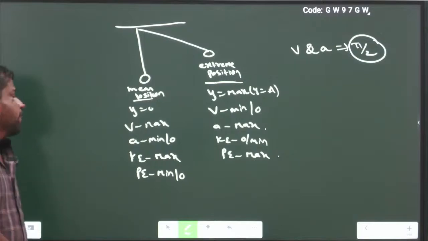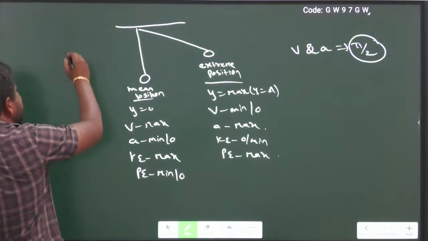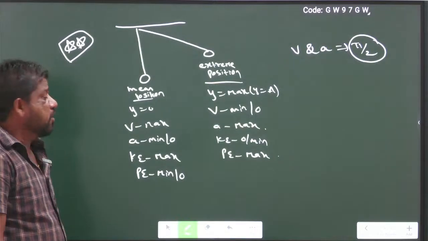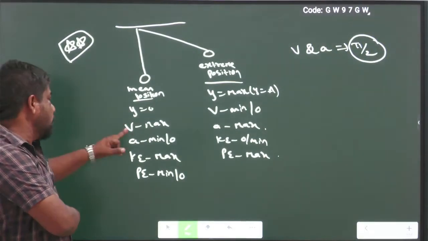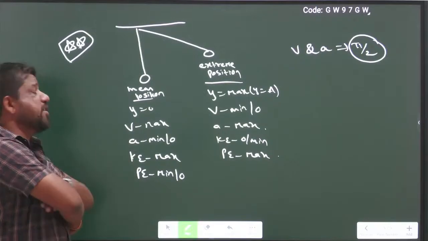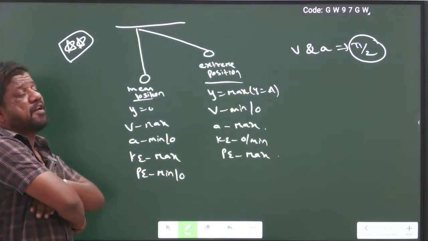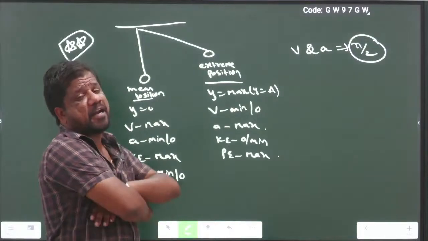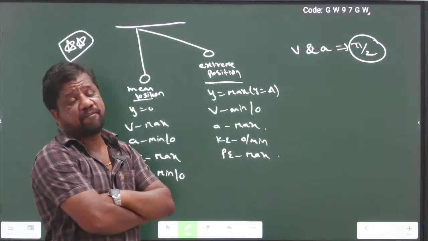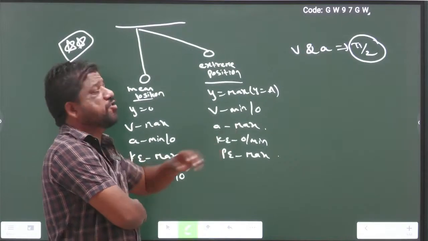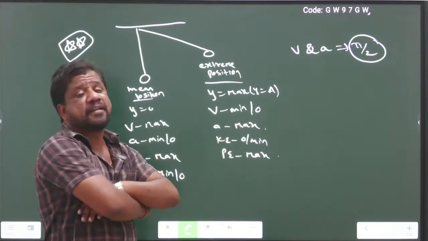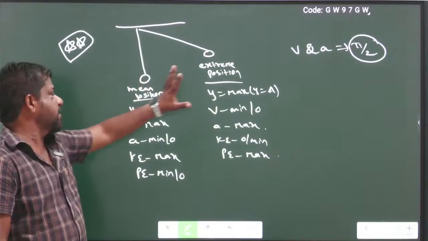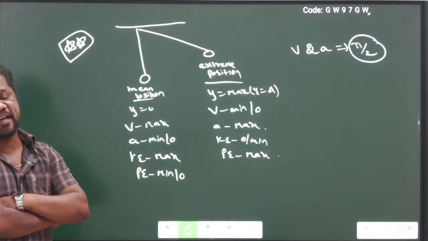Look very carefully here once again. At the mean position, this is the important questioning area, not only for ECET but for all competitive exams. So at the mean position, what are the parameters? Displacement is 0, velocity is maximum, acceleration is minimum or 0, kinetic energy is maximum, potential energy is minimum or 0. At the extreme position, displacement is maximum, velocity is minimum or 0, acceleration is maximum, kinetic energy is 0 or minimum, potential energy is maximum. So this is the difference between mean position and extreme position.